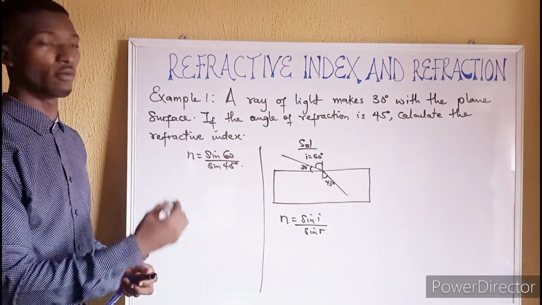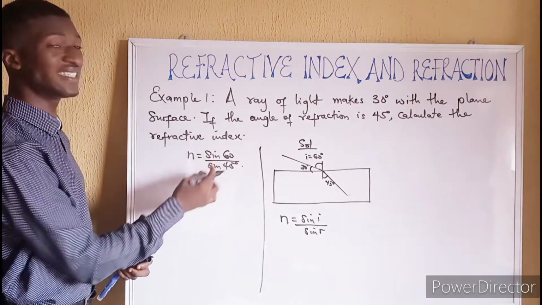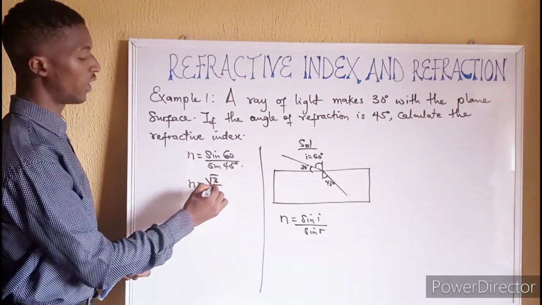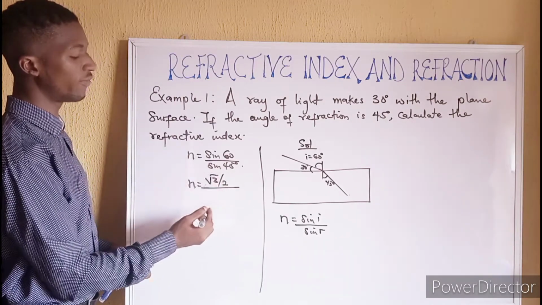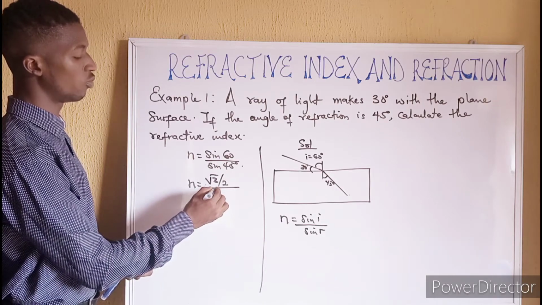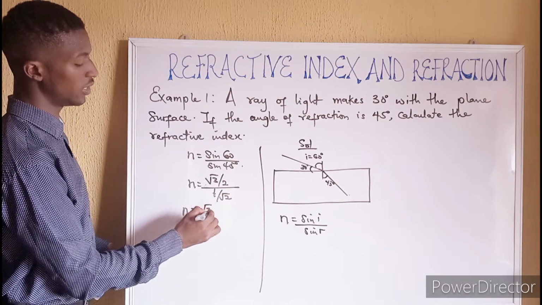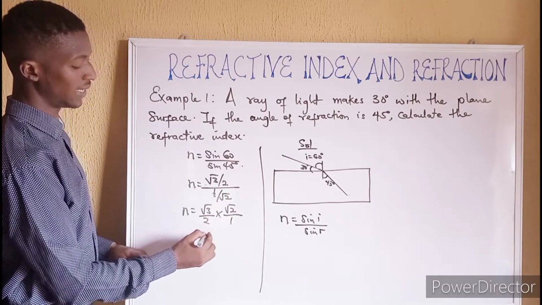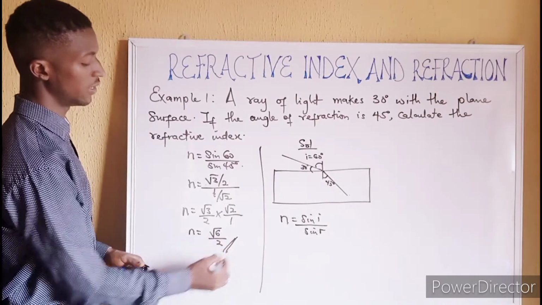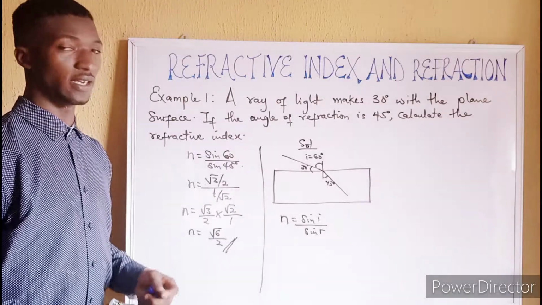We'll be considering the short form in this aspect. Sine 60 in short form is root 3 over 2, while sine 45 is 1 over root 2. We have now that our refractive index is root 3 over 2 times root 2 over 1, and therefore we have root 6 over 2. So the refractive index here is root 6 over 2. We'll take another question now.